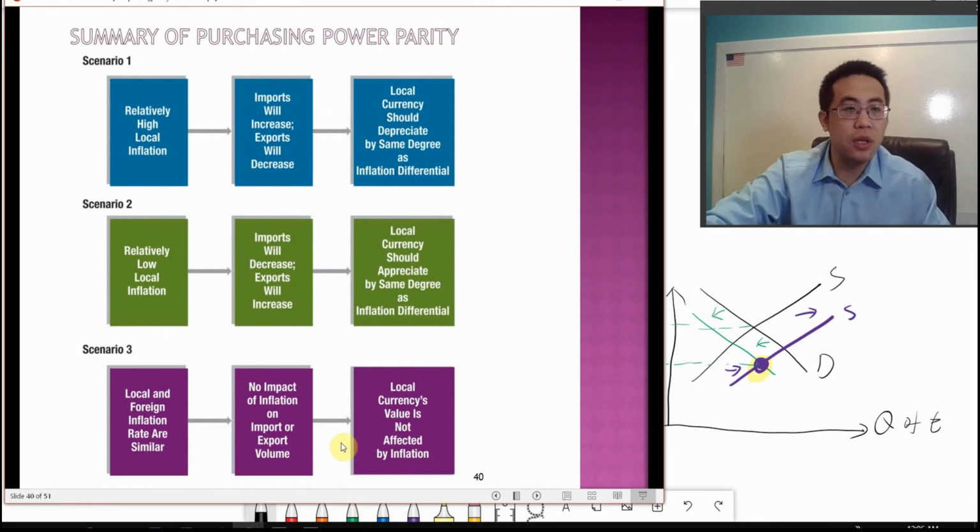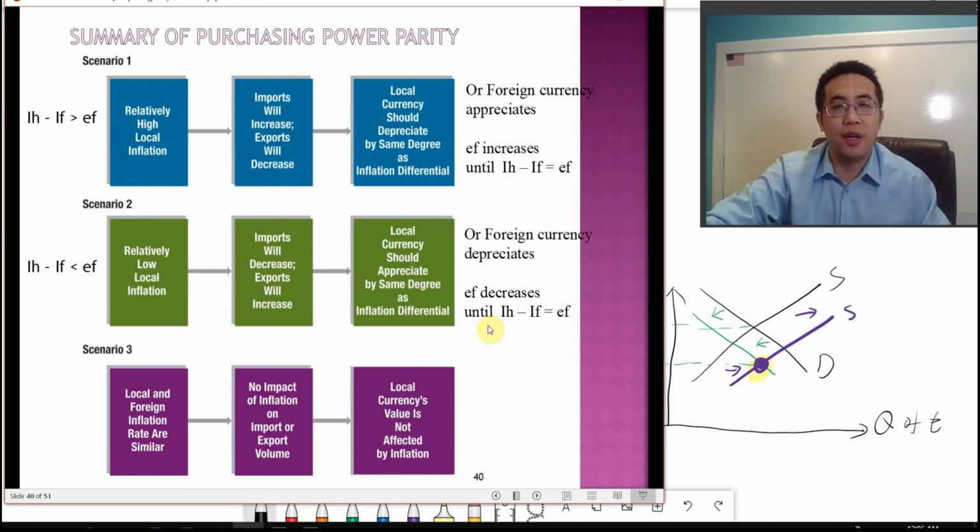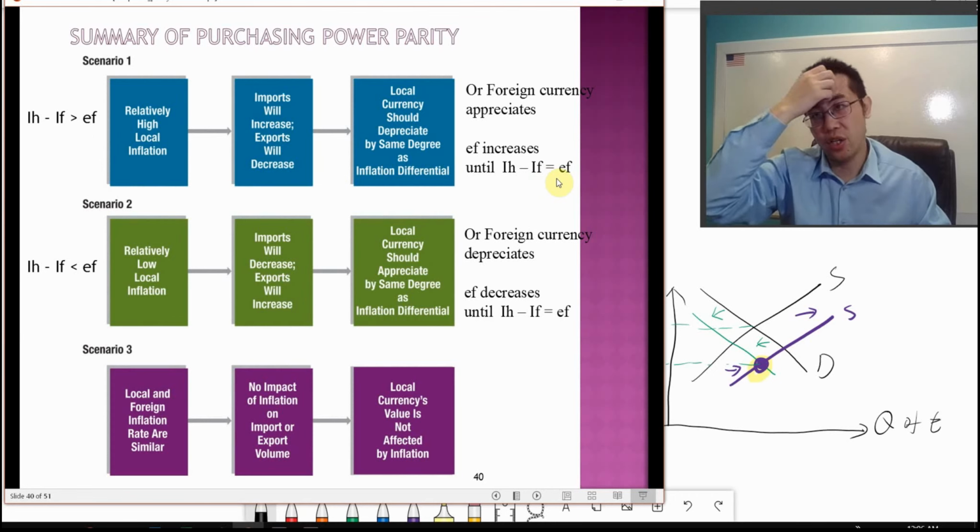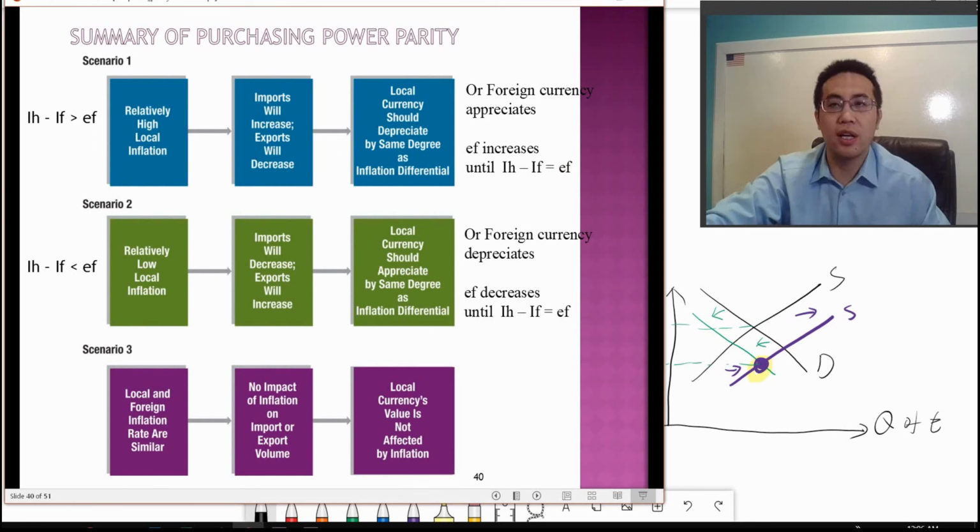Relatively speaking, of course. If the inflation levels in two countries are the same, then there will be no impact on import or export, and there will be no currency value changes. And once again, the amount of exchange rate change, which is expressed in EF, is expressed as the inflation difference. It is okay for the inflation to change and the exchange rate to adjust accordingly. Sometimes the exchange rate just overreacts or underreacts.